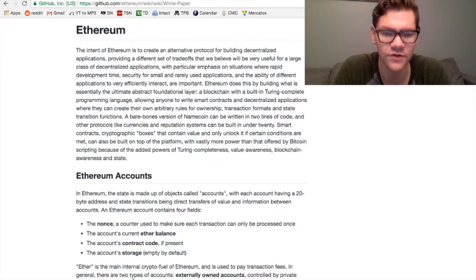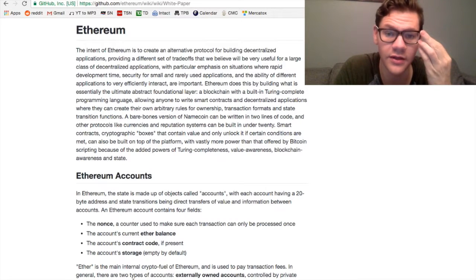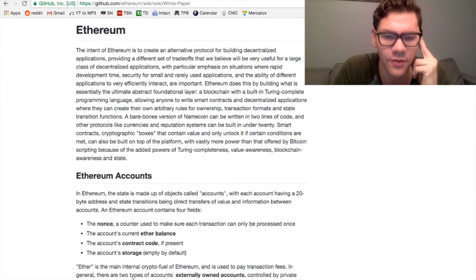A bare bones version of Namecoin can be written in 2 lines of code, and other protocols like currencies and reputation systems can be built in under 20. Smart contracts, cryptographic boxes that contain value and only unlock it if certain conditions are met, can also be built on top of the platform with vastly more power than offered by Bitcoin scripting because of the added values of Turing completeness, value awareness, blockchain awareness, and state.